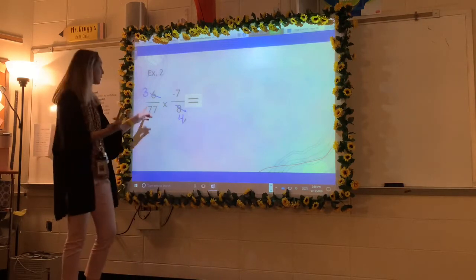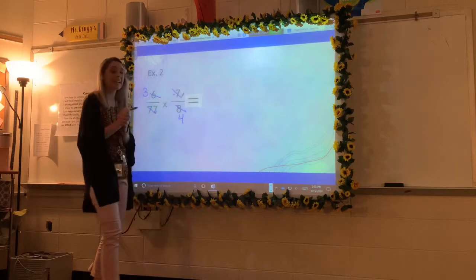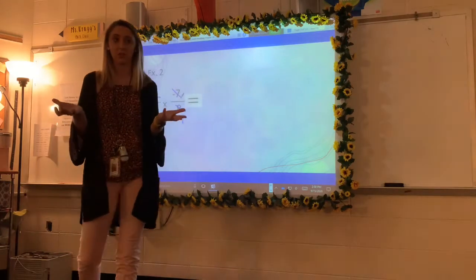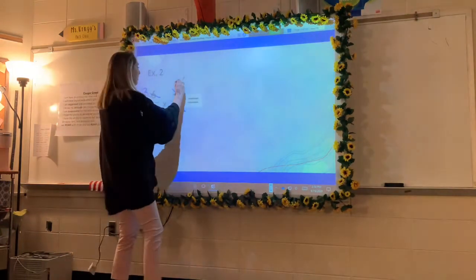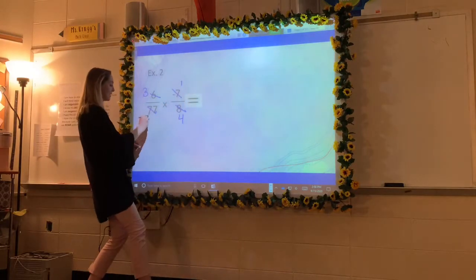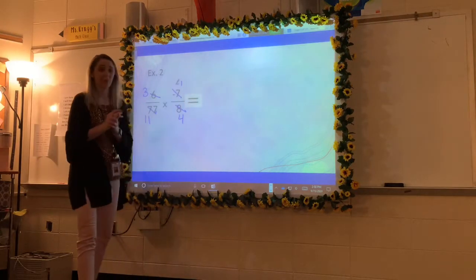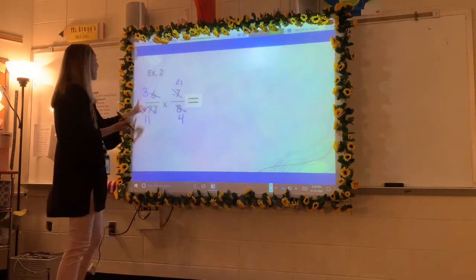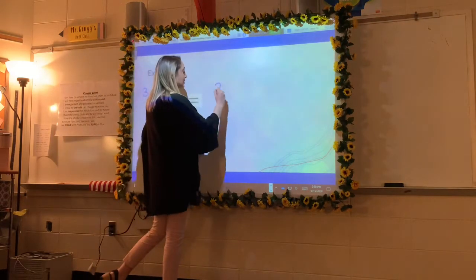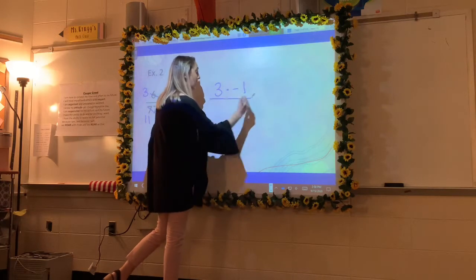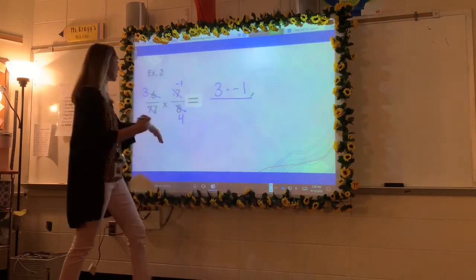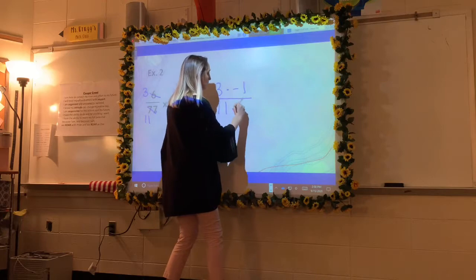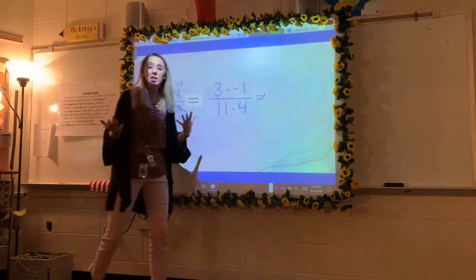But we also can do 77 and negative 7. What number can go into both of those? 7. So 7 goes once, and then 7 goes 11 times. But this remains negative, okay? It doesn't lose that negative sign, okay? All right, so now we're going to end up doing 3 times negative 1 as our numerators, and our denominators are going to be 11 times 4. And now we're ready to just go straight across.